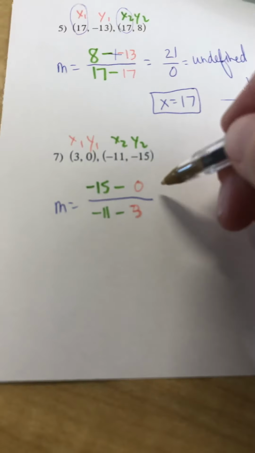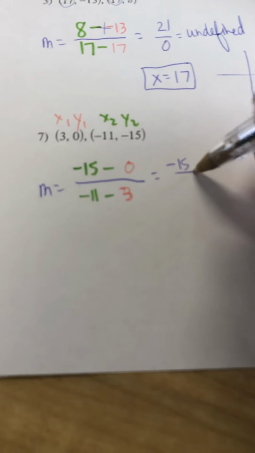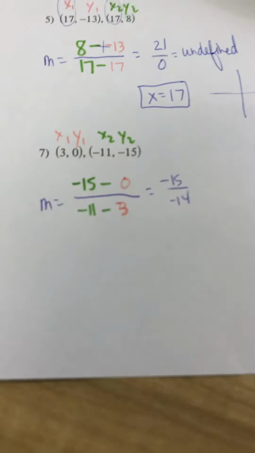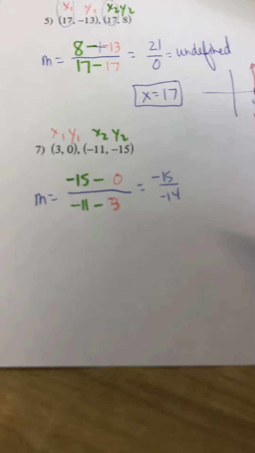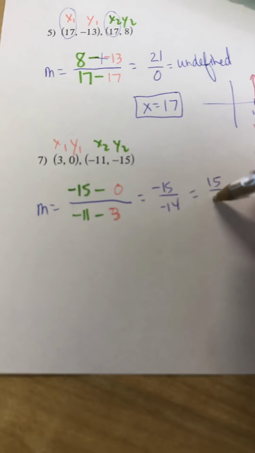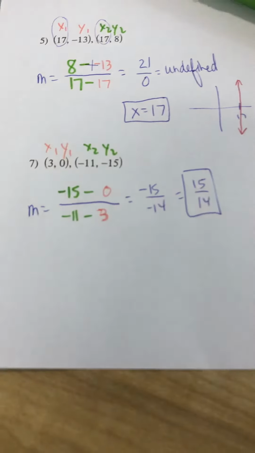That's weird, sorry. So we've got negative 15 minus negative 14, and a negative divided by a negative is a positive, and so that's why it is a positive 15/14.